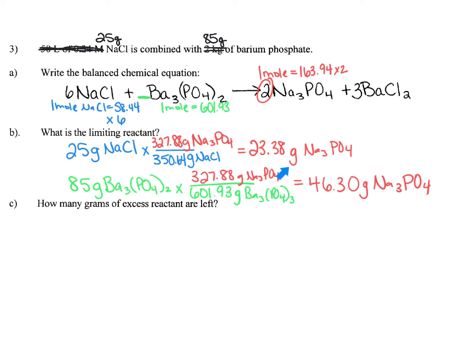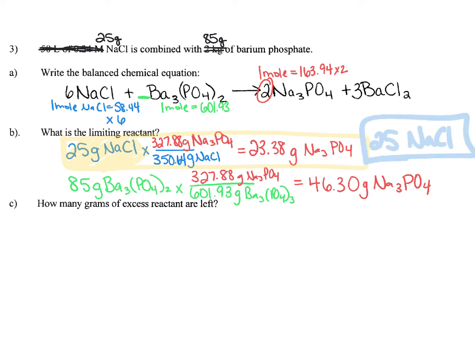So now I'm comparing these two. Remember, your limiting reactant is the one that only can make less. So that's going to be this one, is the one that can make less of it. So that means that my limiting reactant is my 25 grams of sodium chloride. So that's limiting me, okay?